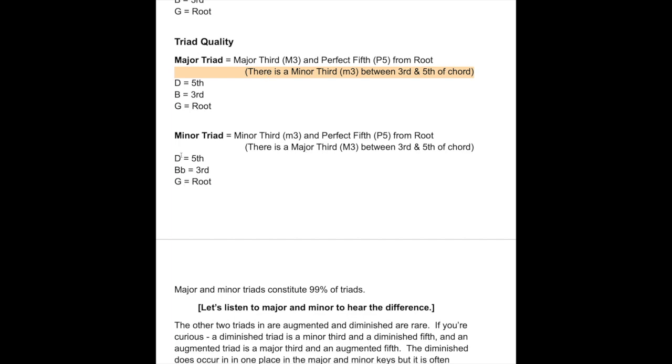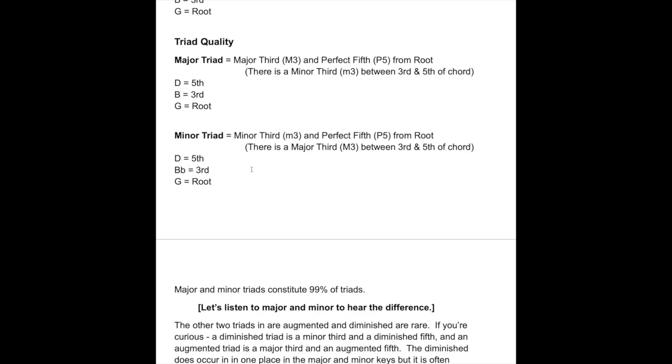But if you think about the G and D staying the same, what's most important is the interval from the root. In the case of a major triad, it's a major third. In the case of the minor triad, it's a minor third. So that is the major and minor triads.